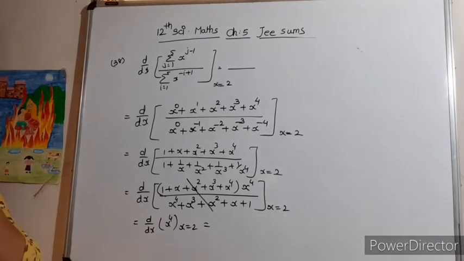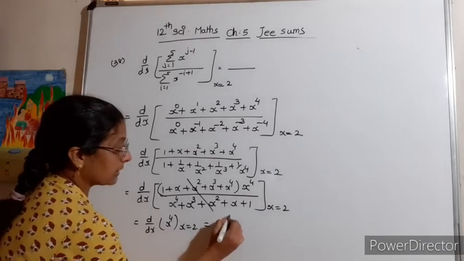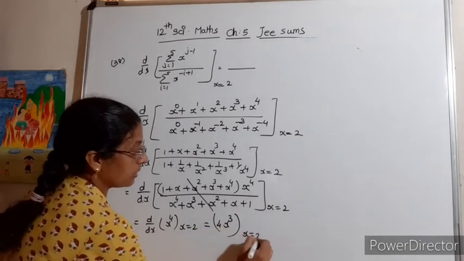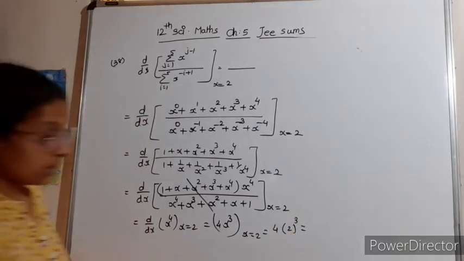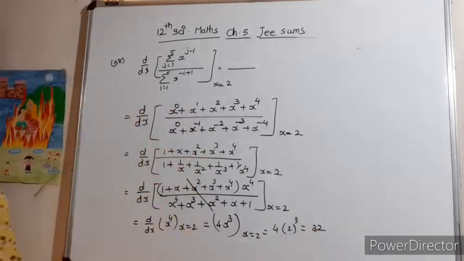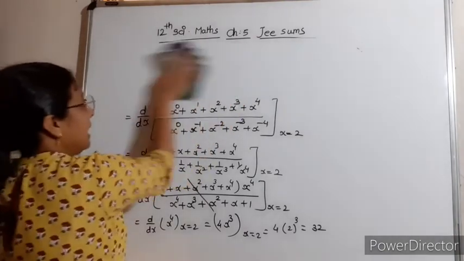x raised to 4 की डेरिवेटिव हो जाएगी 4x cube at x equal to 2. 4 into 2 cube, 8 4s are 32. So 32 is the answer, right? So that is also one most important sum. Now the next, 39.